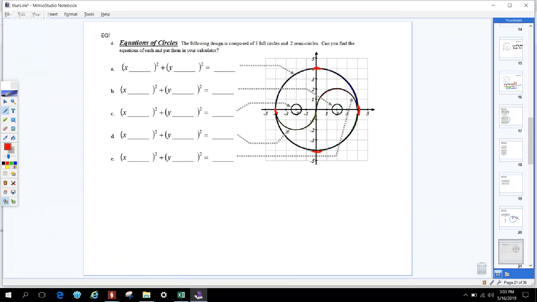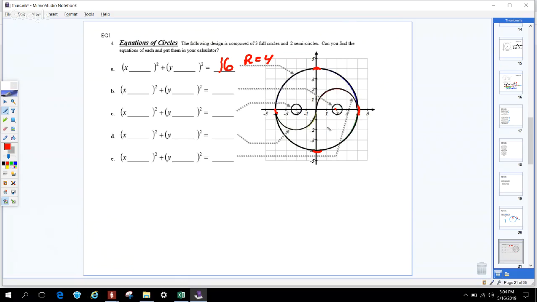Who's got the center of circle A? 0. Yep. So technically speaking, we could put +0, +0, but that's not good math. We'll just leave it blank. What's the radius of circle A? So what am I going to put right here? 16. Circle B is this little teeny weeny circle over here.